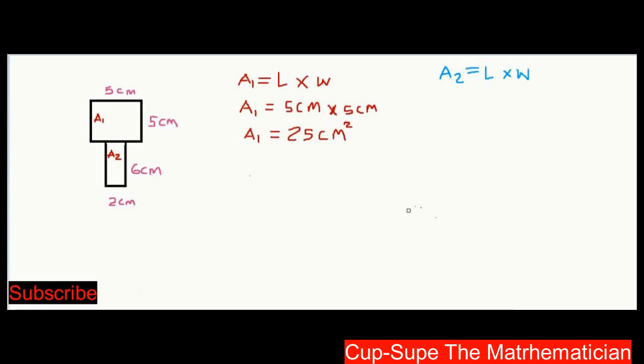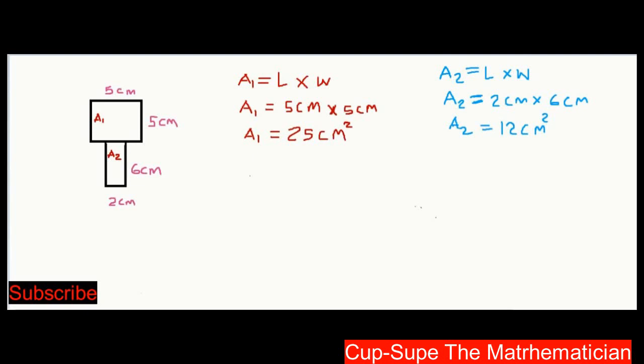Now I am going to find the area of the rectangle. I'm going to find the area of this section for you. So A2 equals length times width. A2 equals 2 centimeters times 6 centimeters. Therefore, A2 equals 12 centimeters squared. So this is how we find the area for A2.